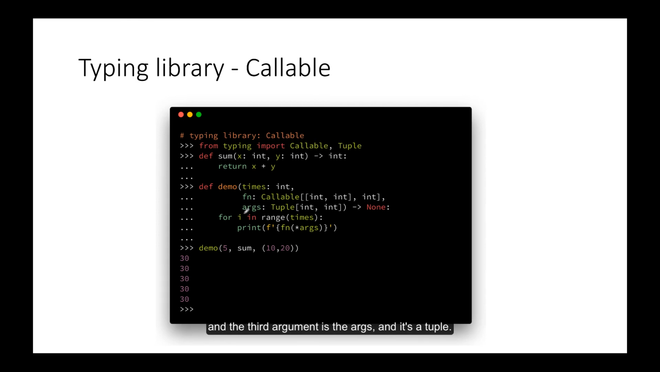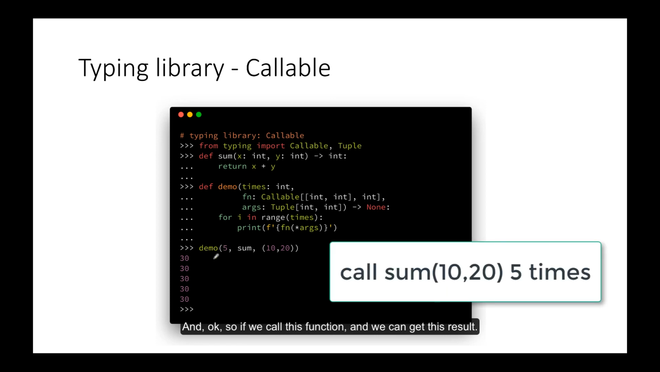And the third argument is args, and it's a tuple, and there are two elements in the tuple. Both are integers, and the return is None. Okay, so if we call this function, we can get this result.